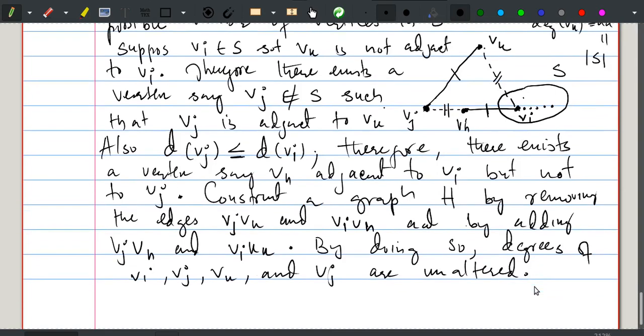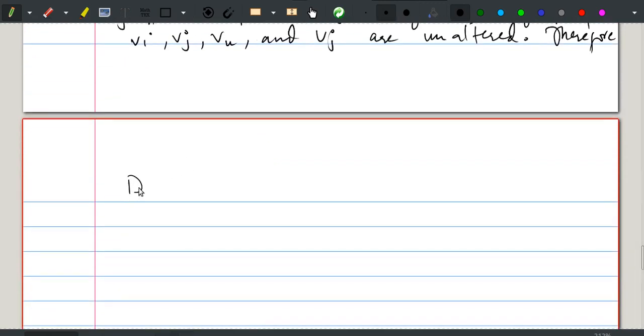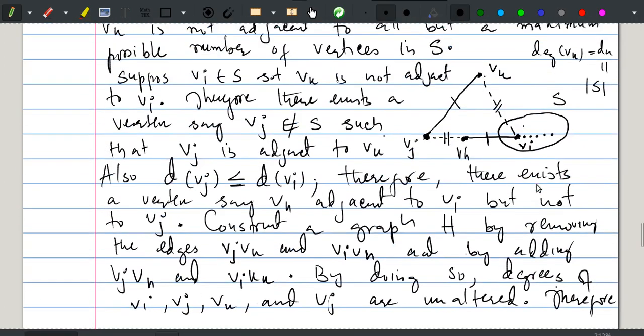So this means the degree sequence for H is also D. Therefore D is also a degree sequence of H. But note that this H realizes the degree sequence D, in which one or more vertex, namely Vi of S, is adjacent to Vk than in G.